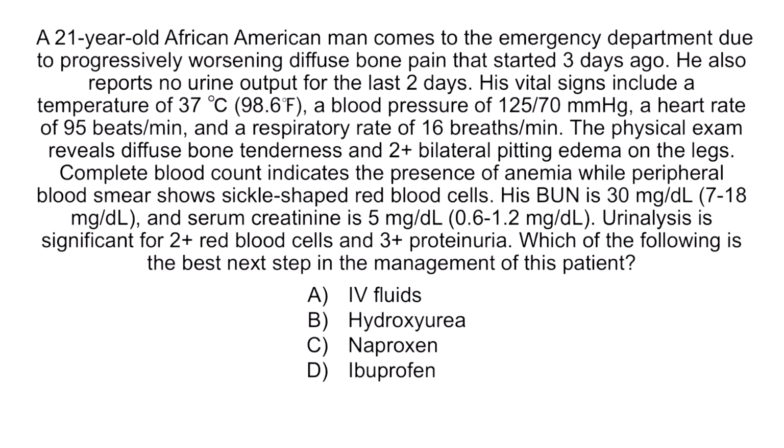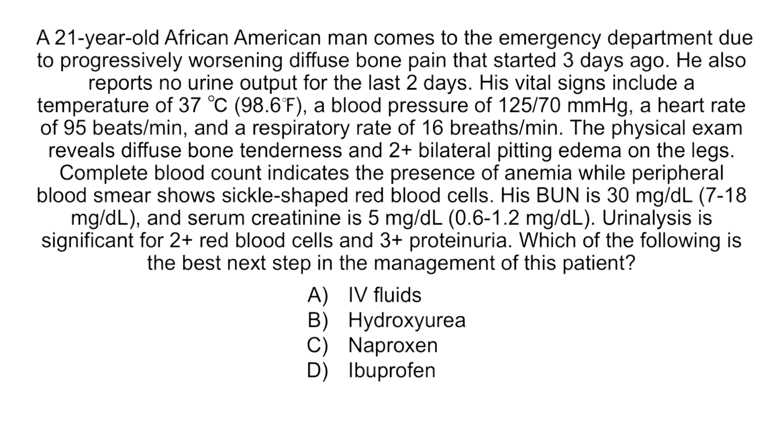A 21-year-old African-American man comes to the emergency department due to progressively worsening diffuse bone pain that started 3 days ago. He also reports no urine output for the last 2 days. His vital signs include a temperature of 37 degrees Celsius, a blood pressure of 125/70, a heart rate of 95, and respiratory rate of 16. The physical exam reveals diffuse bone tenderness and 2+ bilateral pitting edema on the legs.